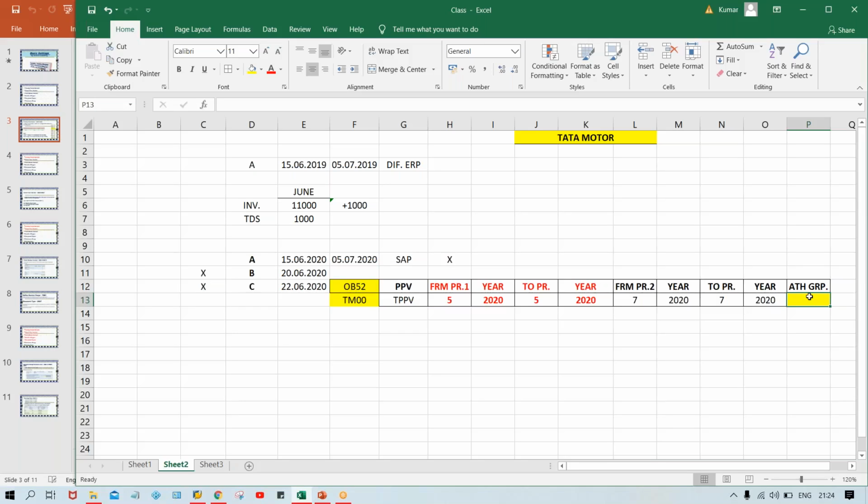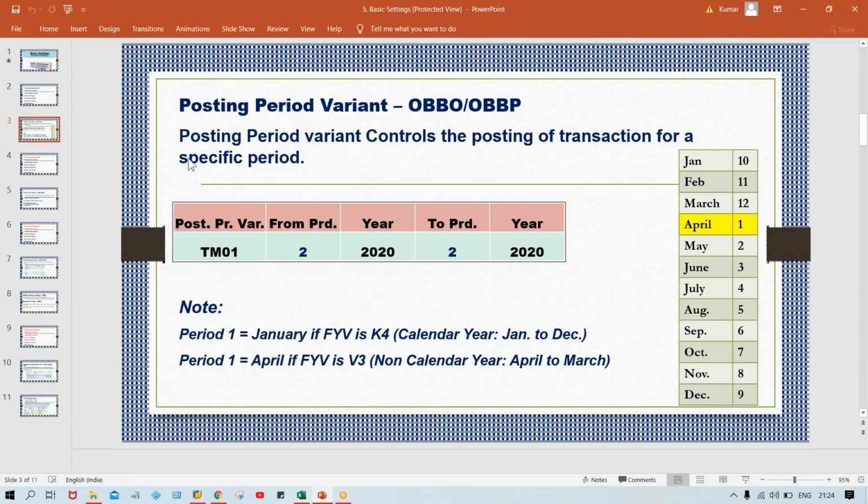First of all, you need to understand the uses, and then in real time how it is going to happen, that also you will come to know, right? So now, what is the use of the posting period variant? What is the use of the posting period variant, guys?